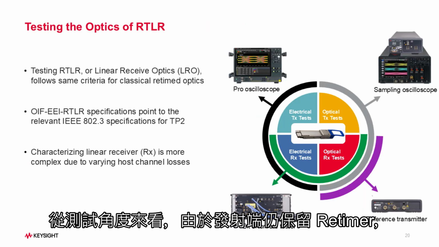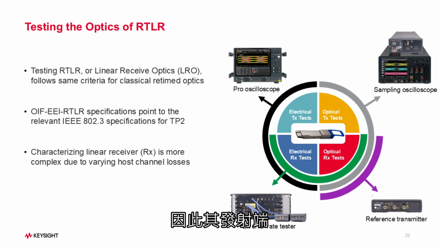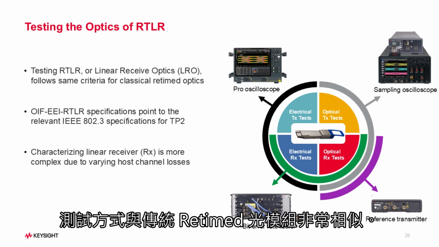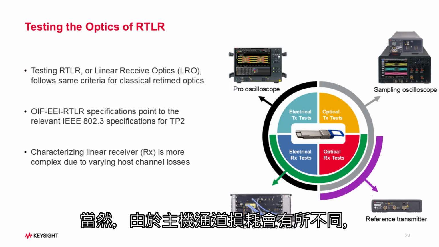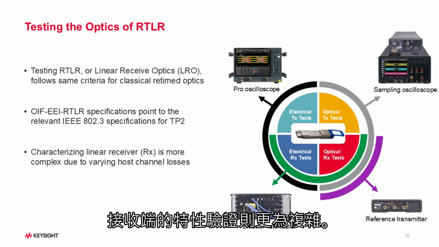From a testing perspective, the presence of a retimer in the transmit path makes testing RTLR, at least the transmitter side, very similar to testing classical retimed optics. Of course, characterizing the receiver is more complex due to the varying host channel losses.